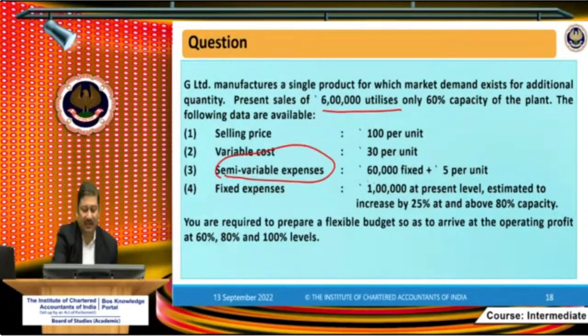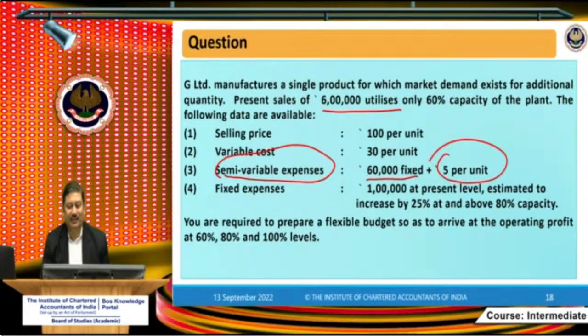Semi-variable: 60,000 is fixed and rupees 5 is the variable expenditure. From the fixed cost part, 1 lakh at present level is estimated to increase by 25% at and above 80%. This is a very good type of question, and we have seen this type of question coming in the examination as well. So one is at present, that is 6 lakh units, and one is 8 lakh and above units. There will be an increase of 25% on fixed cost.